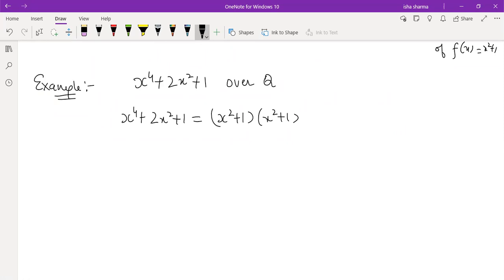Yeah, what is the answer? Reducible. You are able to write it as a product of two lower degree polynomials, 2 and 2. So therefore, since we can write it like this, the given polynomial is reducible over Q. So this is an example of a polynomial which has no roots.